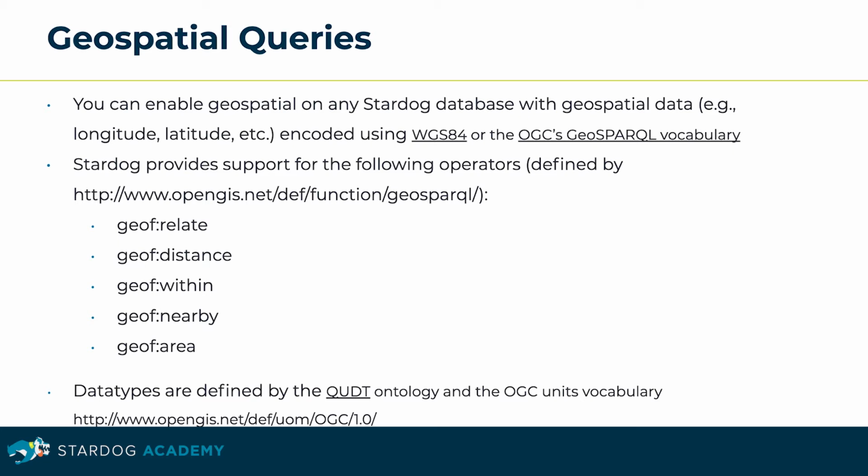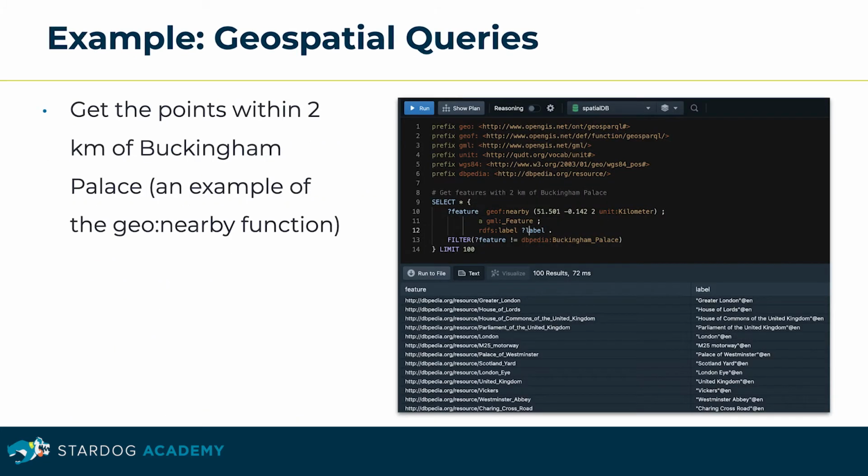In addition, data types are defined by the QUDT ontology and the OGC units vocabulary. In the example in the screenshot on the right, we query for all the points within 2 kilometers of Buckingham Palace. This is an example of the geo:nearby function. This concludes the section on geospatial queries.